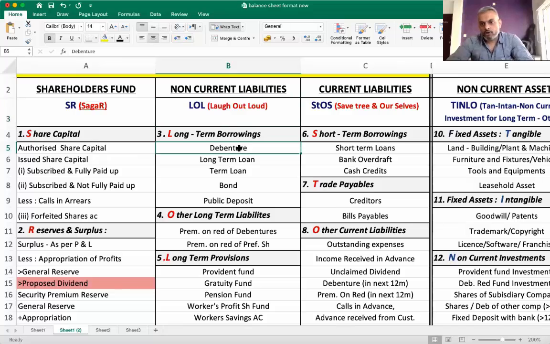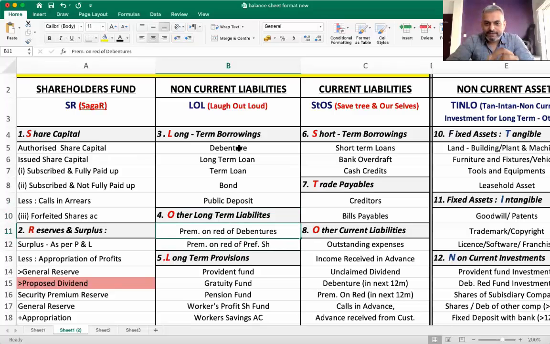So long-term borrowing means you have borrowed money which you are going to use for a longer period of time. So that is debenture, term loan, bonds, and public deposits. So in this subheading, in note number 3, you will have all these if applicable. Then other long term. So what are other long term?